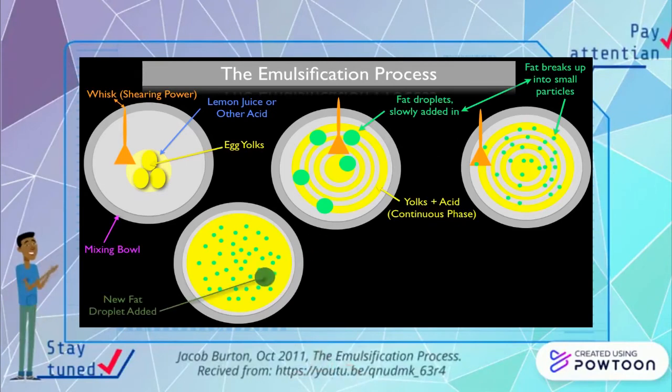Here's our new fat droplet, and we'll color it dark green so we can keep track of it. When you add this new fat droplet, you continue to whisk it around your bowl, and it starts to knock into all of these other already small dispersed fat particles. As this happens, it will actually be broken up by just the force of knocking into each other. The already dispersed fat helps to break up the new fat and disperse it more evenly into smaller particles throughout the emulsification.